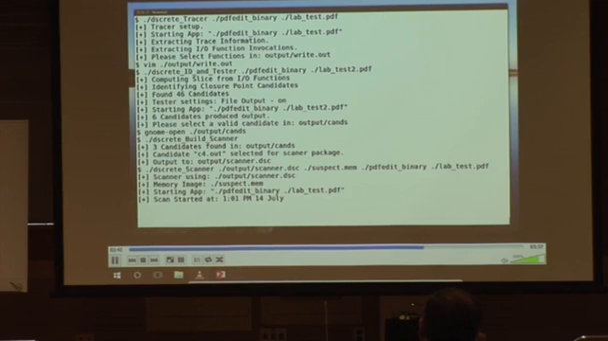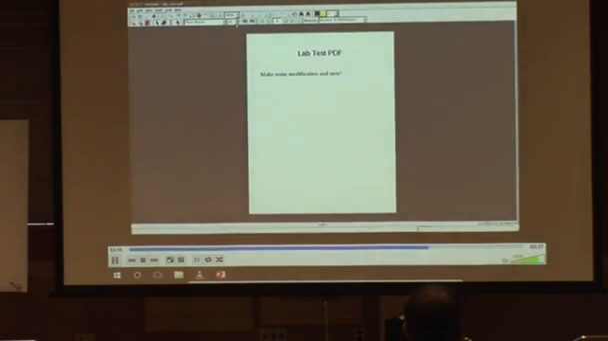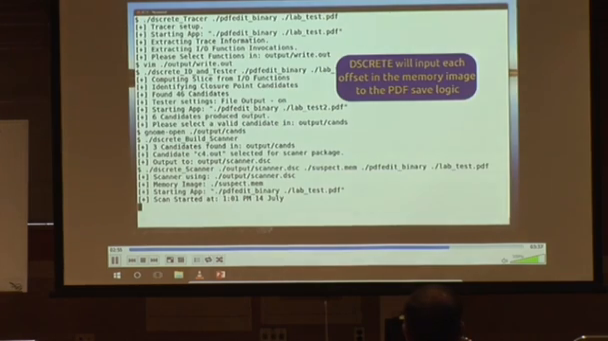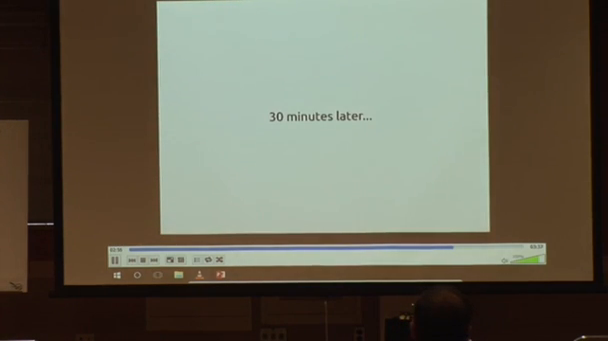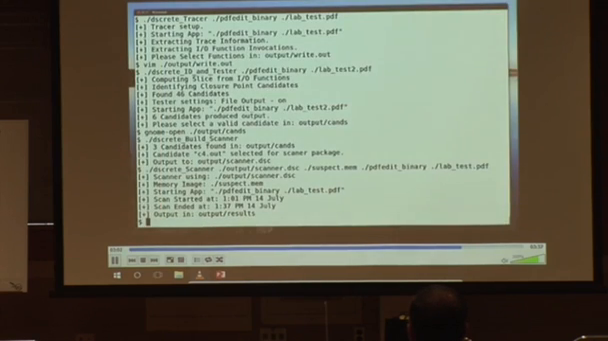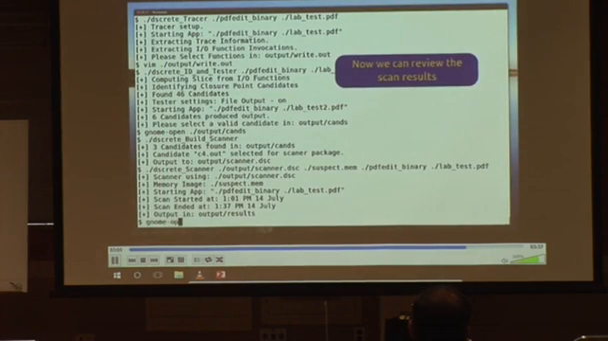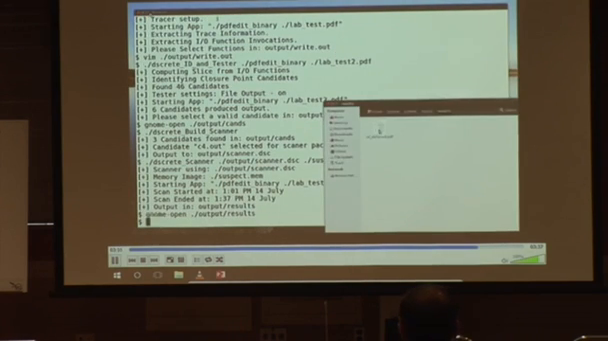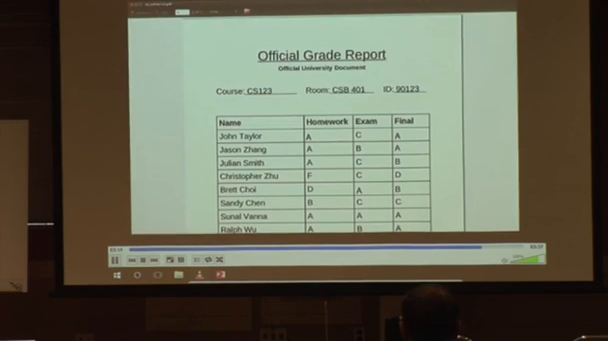So we've isolated that scanner plus renderer, and now we're going to use DSCRETE to scan the memory image. DSCRETE just requires that we execute the program until we get to that scanner plus renderer component, and then it's going to take over, and it's going to begin the memory image scan. So here DSCRETE's taken over. It takes about 30 minutes to get through every single offset in that giant memory image, and then when it's done, we can look over the results. As expected, there's only one, of course, because we were only editing one PDF.